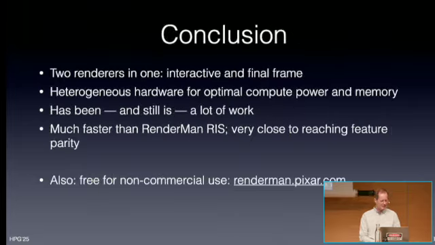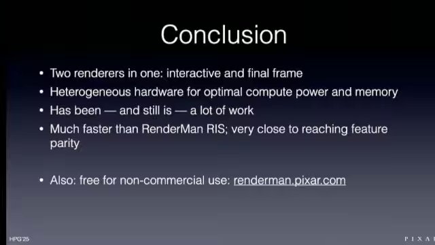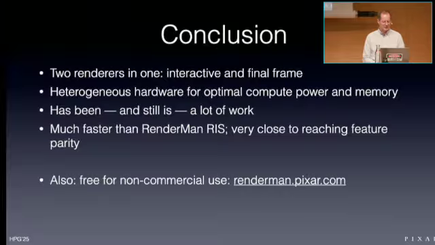In conclusion, XPU is 2 renderers in one. It's an interactive renderer, and it's also a final frame renderer. It uses heterogeneous hardware for optimal compute power and memory use. It's a big project. It has been and still is a lot of work. And we're happy to see that it's much faster than RenderMan RIS and is very close to reaching feature parity. I should also mention that both RenderMan RIS and XPU are available for free for non-commercial use.